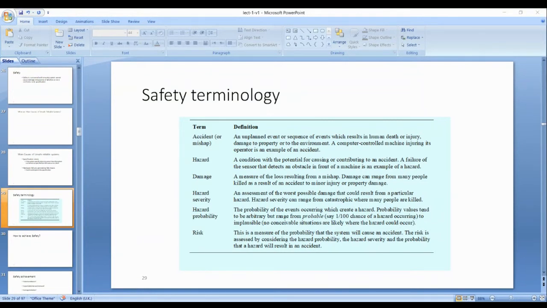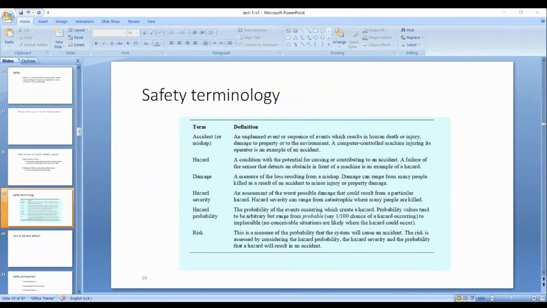Hazard severity, if it happens, how much it will affect the people, how many people are killed or died as a result of an accident. So you can try to measure the loss resulting from mishap. So how much it is severe.